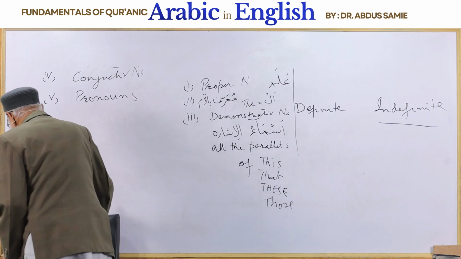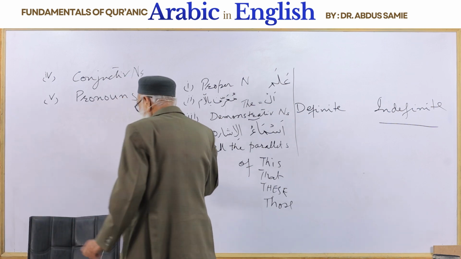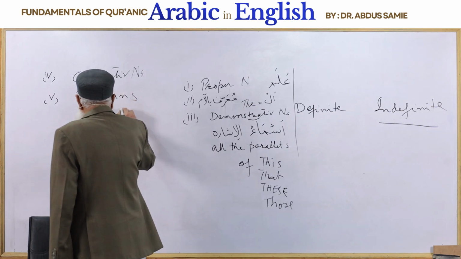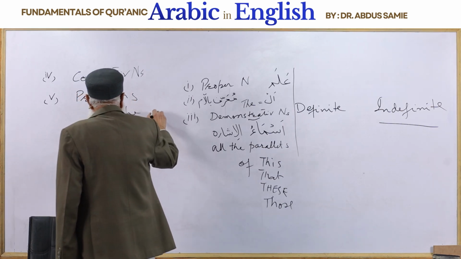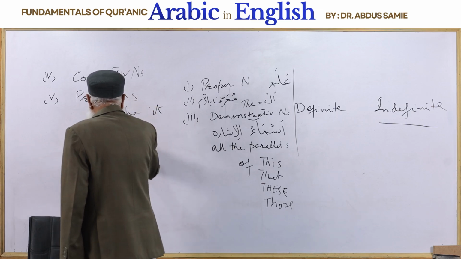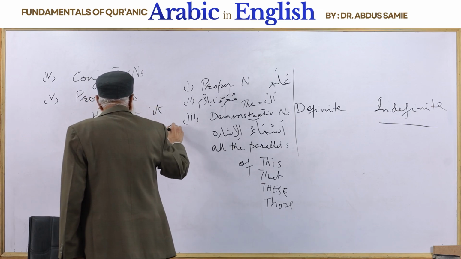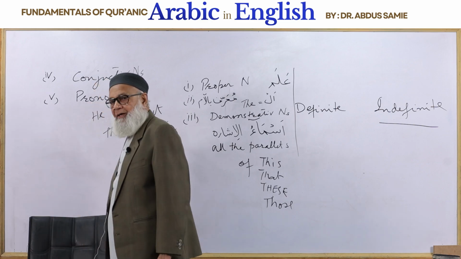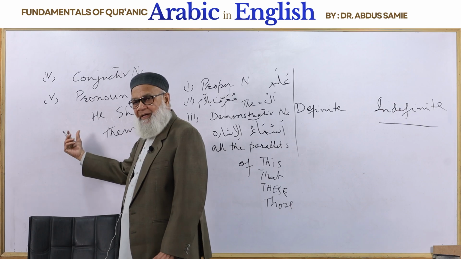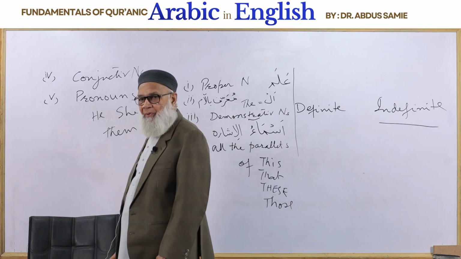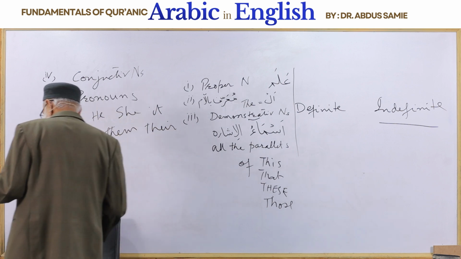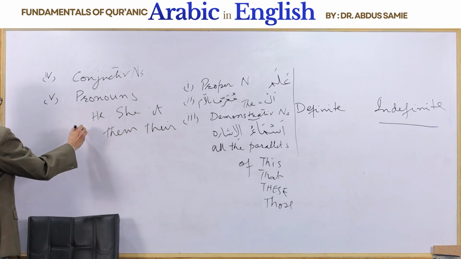But here you only have to recognize the pronouns, just to remind you, in English they are he, she, it, them, their, etc. So the parallels of he, she, it, they, them, their would be the pronouns. In Arabic they are called Zamair.